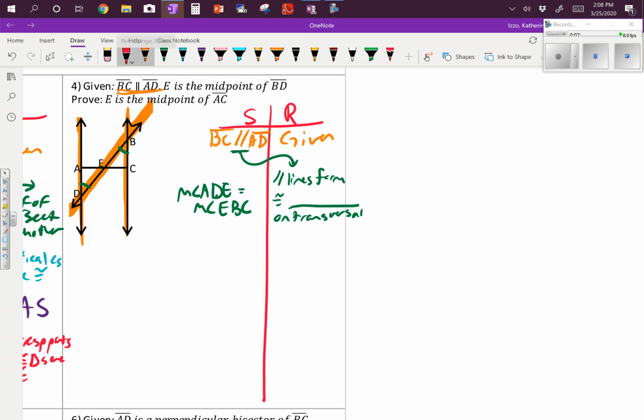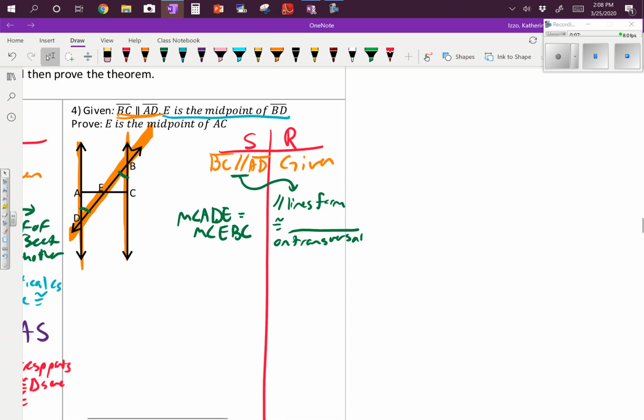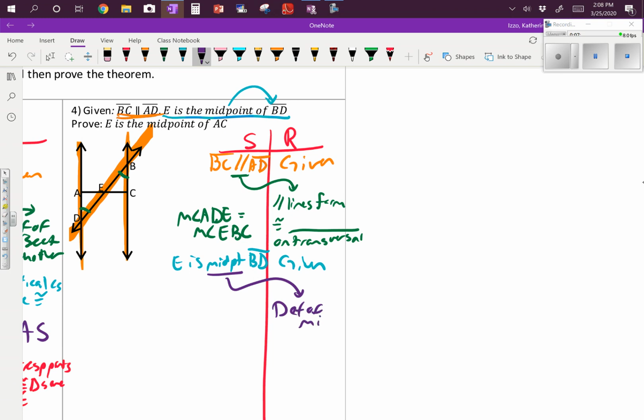Now I've got E is the midpoint of BD. Okay, E is midpoint BD. That's my given. And of course, we've got midpoint, so the next thing that has to go in is definition of midpoint.